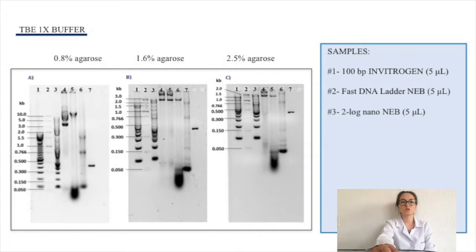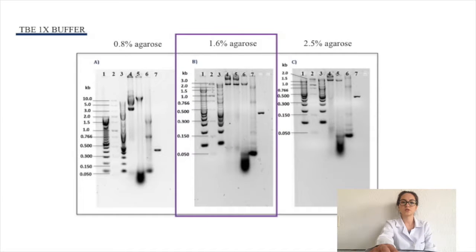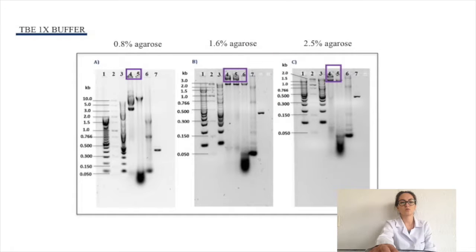Lane 3, 2-log nano from New England Biolabs, 5 microliters. Lane 4, PCR Topo 2.1 plasmid, 5 microliters. On the gel at 1.6%, this sample was loaded twice, on lanes 4 and 5. Hence, the gel at 1.6% has 8 lanes used in total.